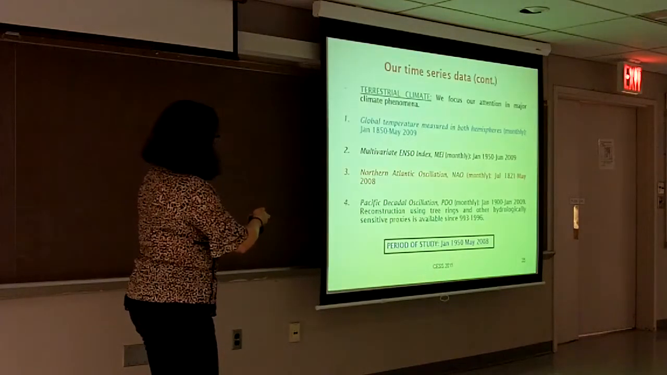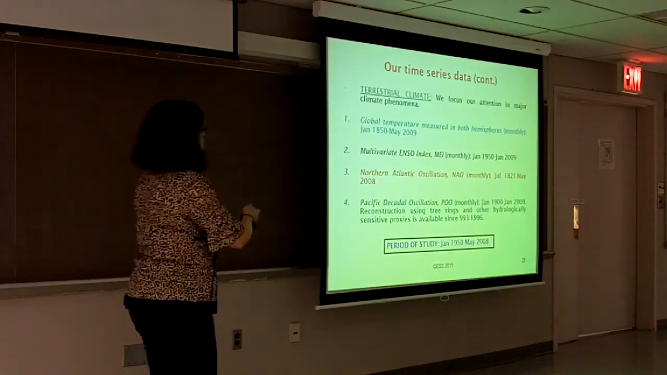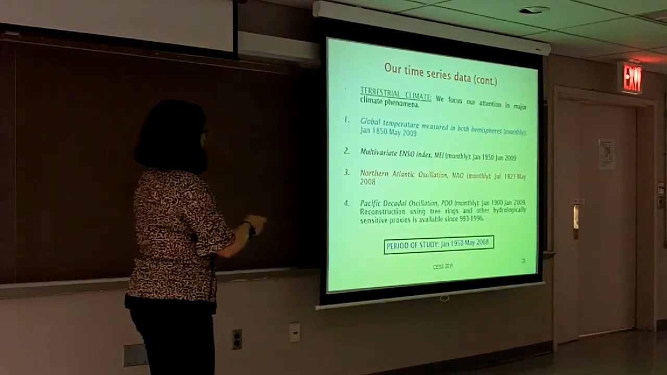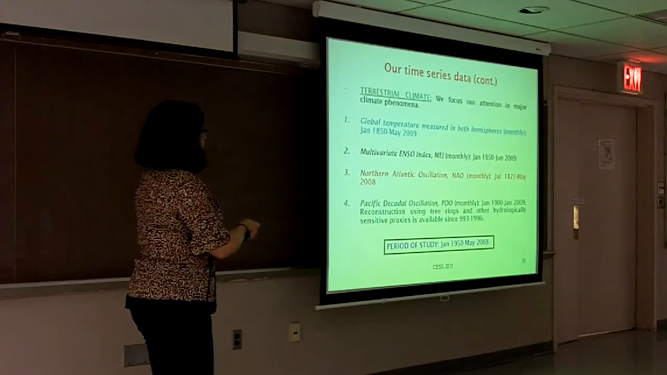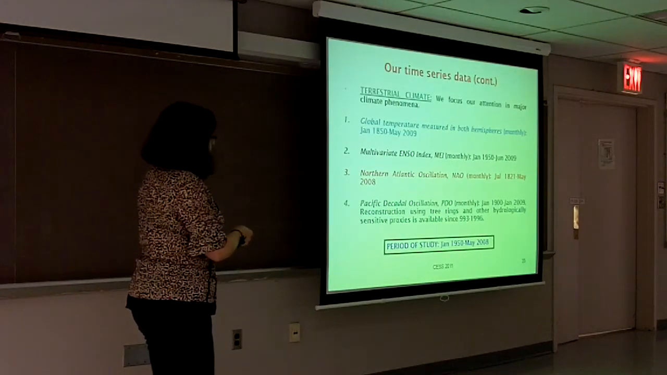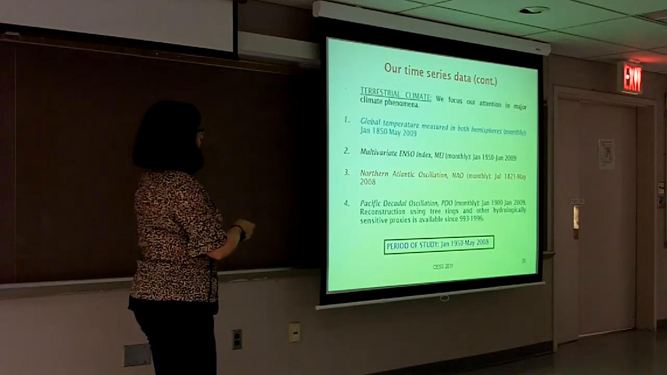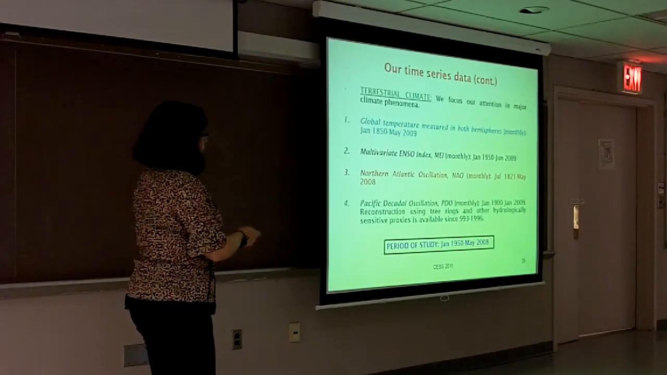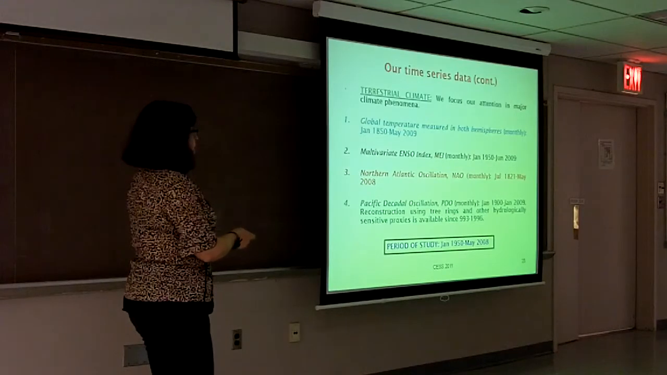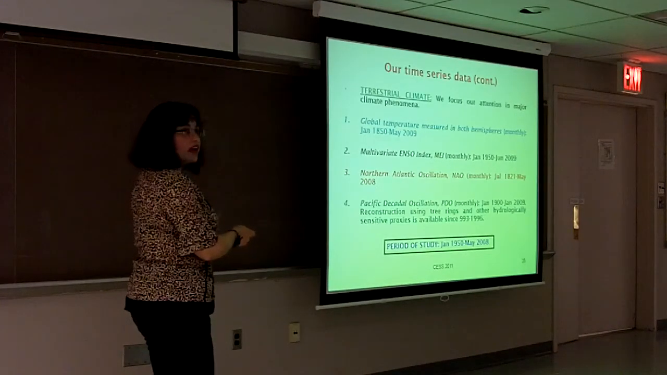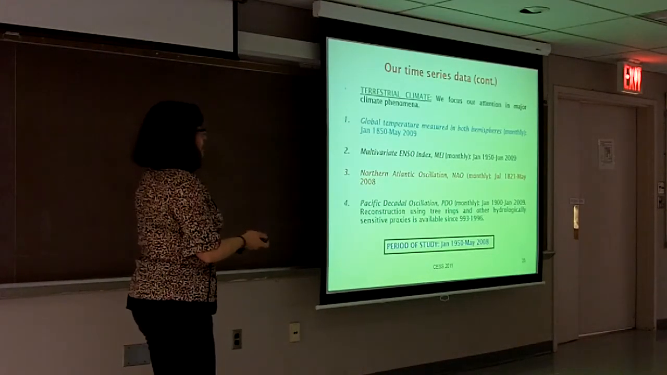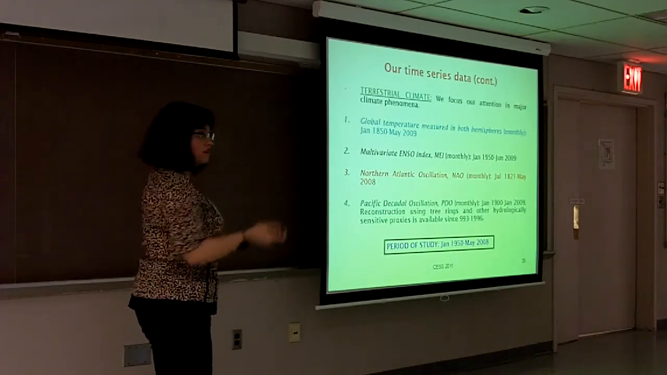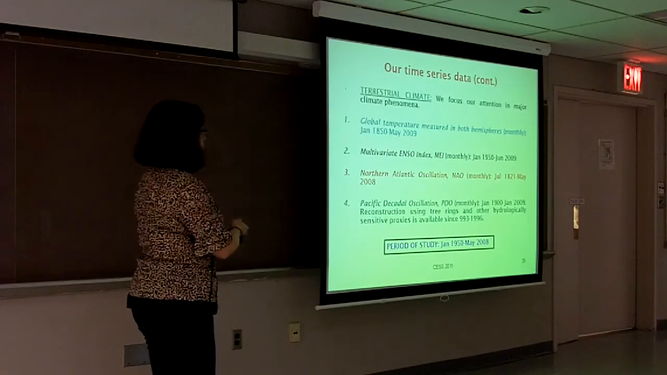So what about the terrestrial climate? Well, we are focusing our attention at the moment on major climate phenomena. So we try to choose the best variable that can model the climate phenomena at the micro scale. So we choose the global temperature in both hemispheres. Why in both hemispheres? Because it seems that there is a type of correlation between the temperature that you can measure from the northern part and the southern part. So that's why we are using both.